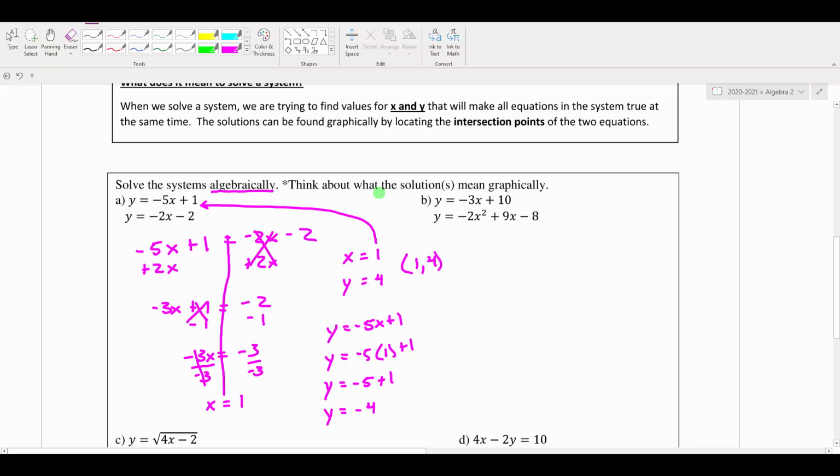All right, so it says here to think about what the solutions mean graphically. If I were to graph these two functions, this is where they would intersect. And we can get the 1 and the 4 right from that intersection point. So let me show you what that looks like here on Desmos.